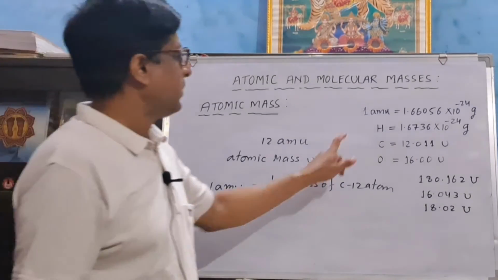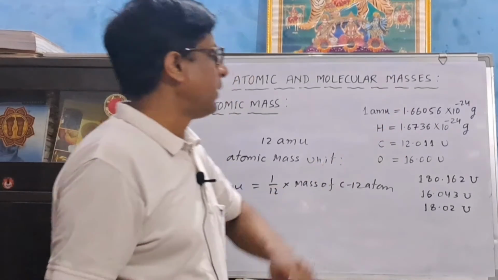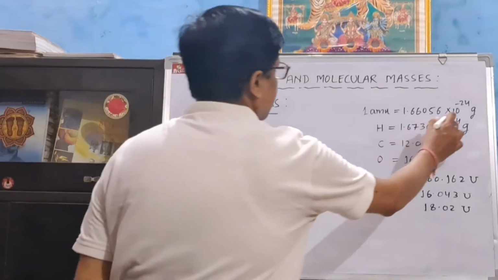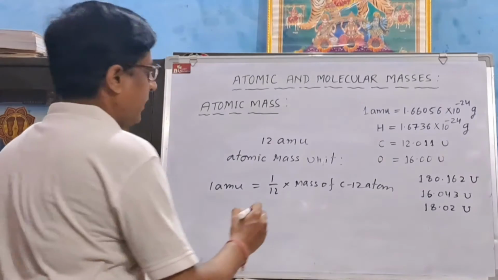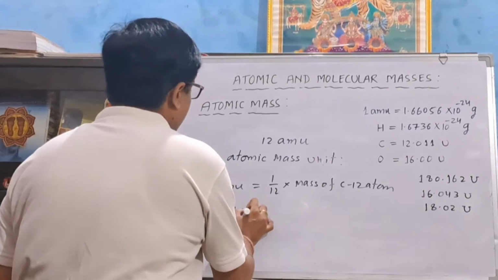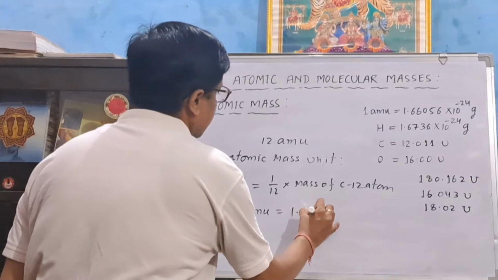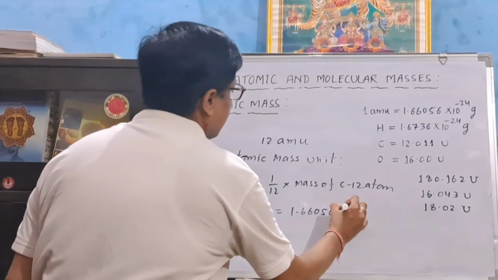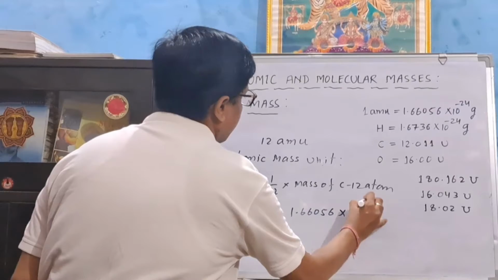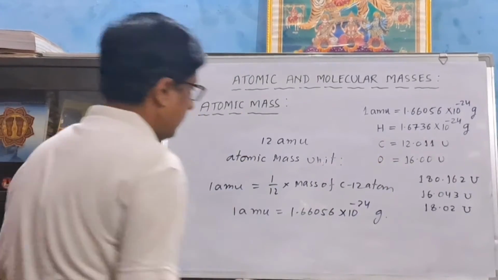In grams, 1 amu is equal to 1.66056 × 10^-24 gram.